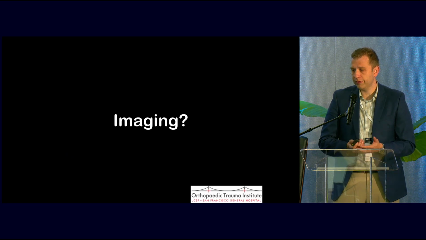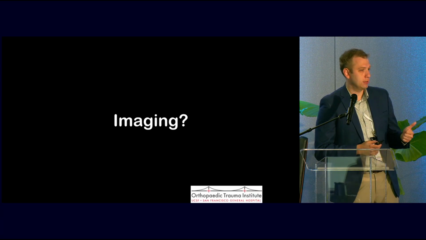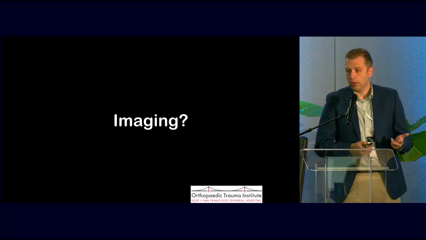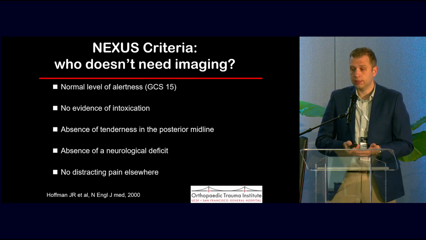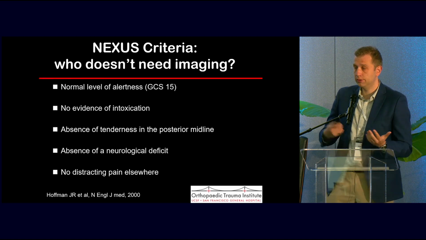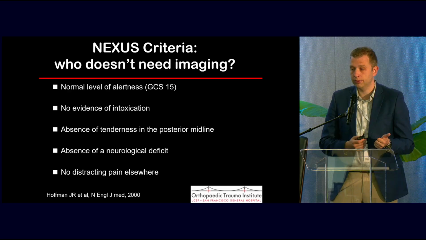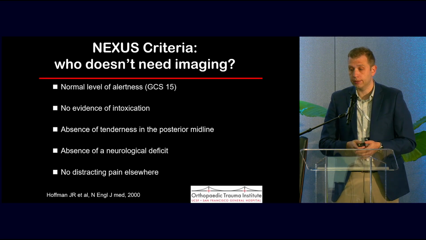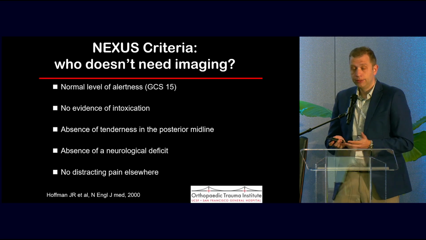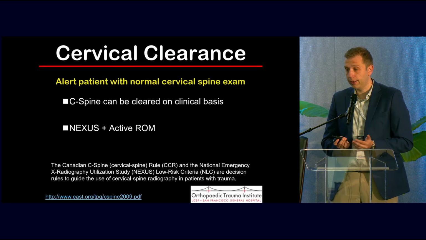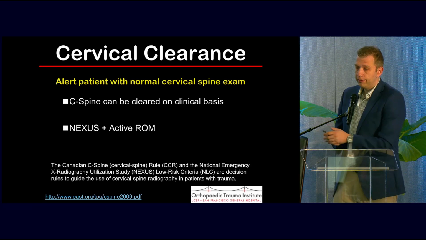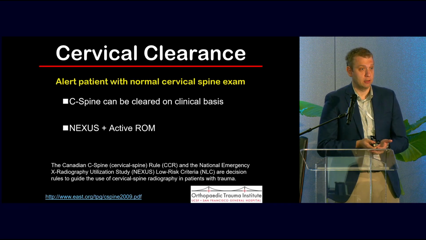And so the previously discussed patient, he has no pain, he's neuro-intact, no distracting injuries, and so does he need imaging to clear his collar? Based on the NEXUS criteria, with a patient who's got a GCS of 15, no intoxication, no midline tenderness, no deficits and no distracting pain, you don't need imaging. So you could theoretically clear the spine if the patient also has painless range of motion.